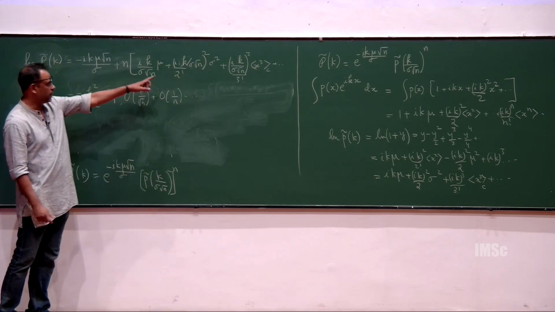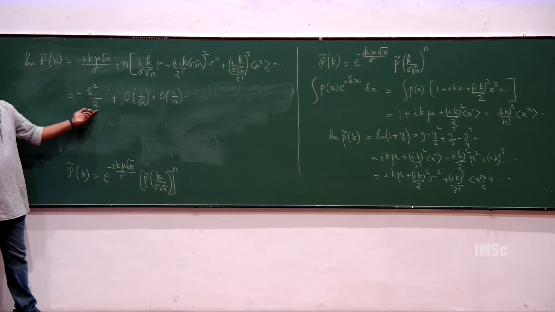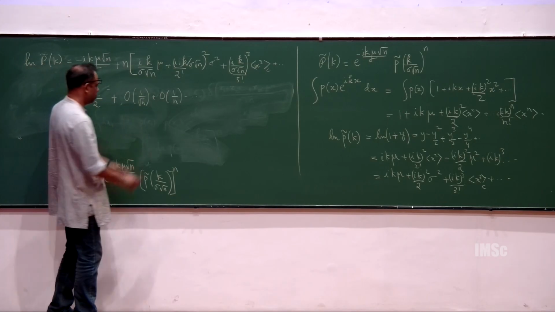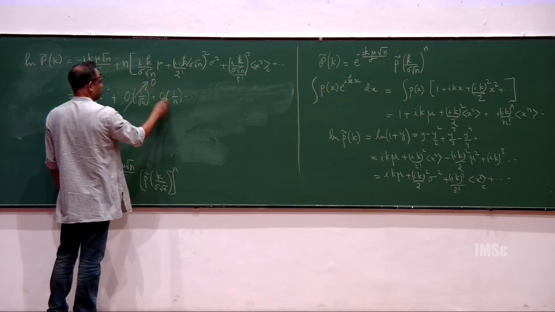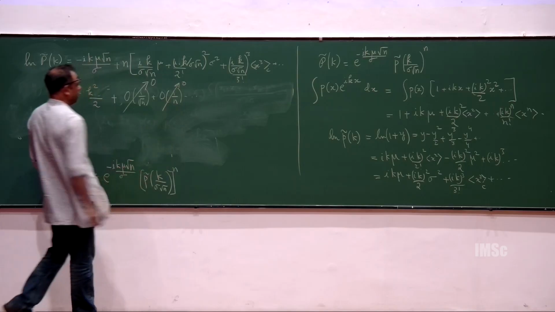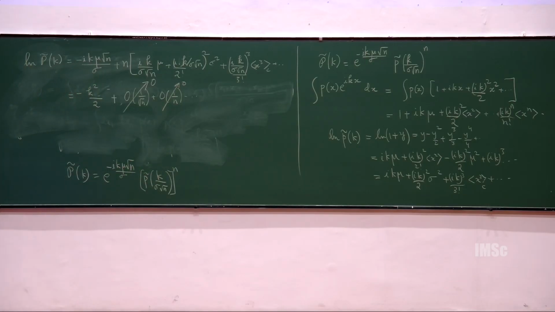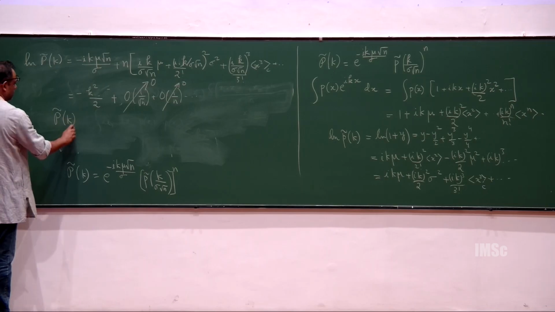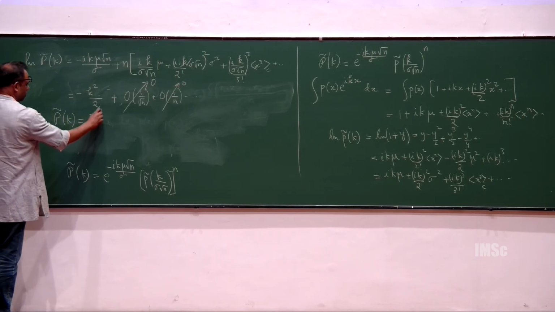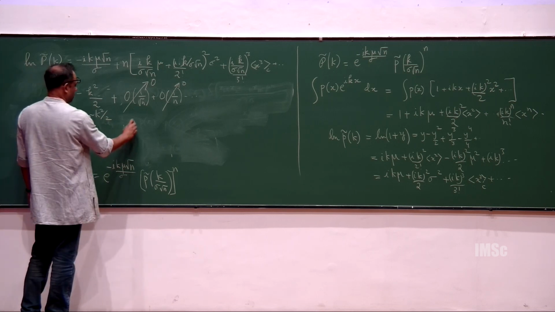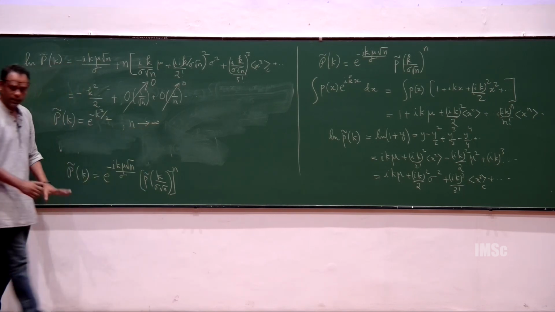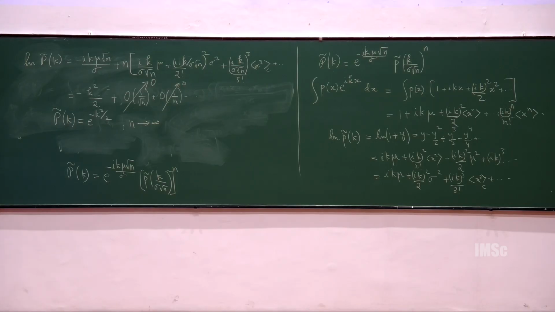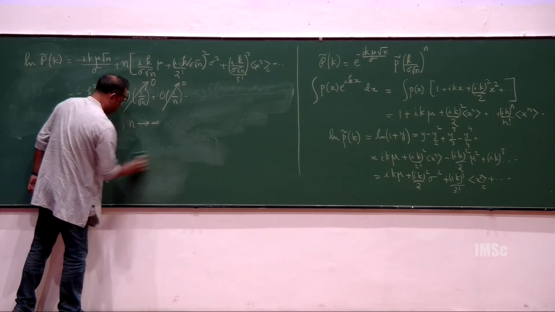Okay, so I've just done an expansion and I see that the first term is independent of n. The next one is order 1 by root n. So when n goes to infinity, this goes to 0, this goes to 0 and so on. And I'm left with an answer which is minus k square by 2, which is independent of the initial distribution I started with. So your p tilde of k is e to the power minus k square by 2 when n goes to infinity. So that is the essence of central limit theorem. It says that your sum, okay, one more step is remaining.